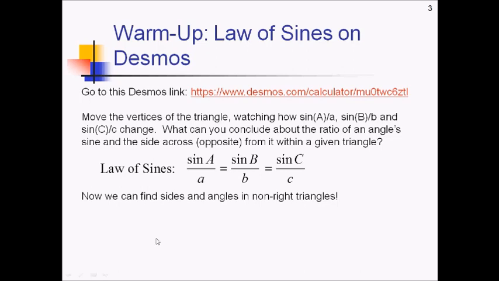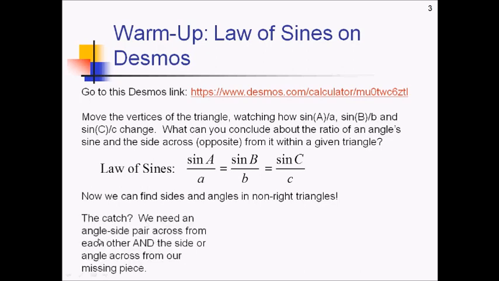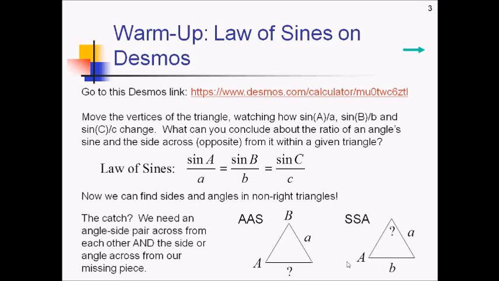So here's the catch. We need an angle-side pair that are across from each other to make this work, and we also need the side or angle across from our missing piece. So two situations here. We have an angle-side pair and the angle across from the side that we want. If you go in order here, we could call this angle-angle-side. Or another situation, we have a side-angle pair and we have the side across from the angle that we want. So side-side-angle. But as long as you have one of these two situations, you can use the law of sines.